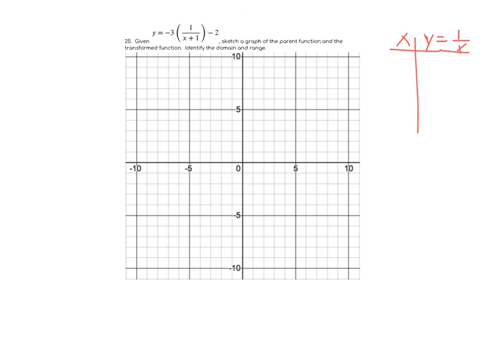There are a couple things I need to know about this rational function. The first is that the mother function itself, I'll do this in red, is going to have a vertical asymptote at 0 and a horizontal asymptote at 0. That's going to help us make some sense of this graph.